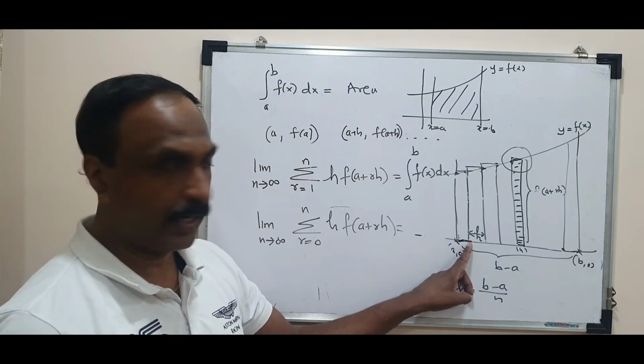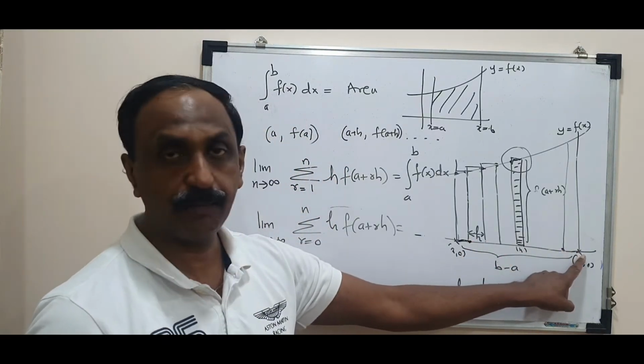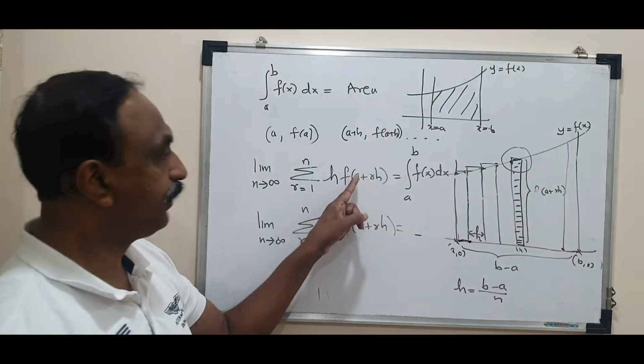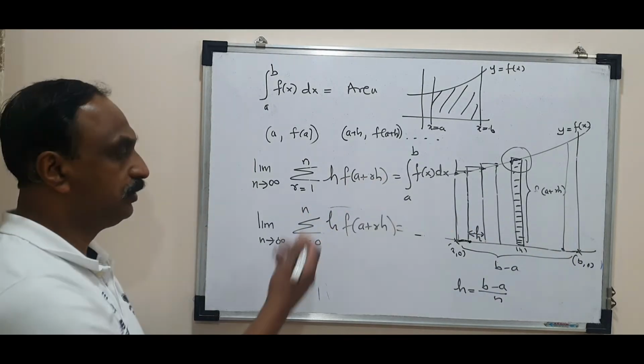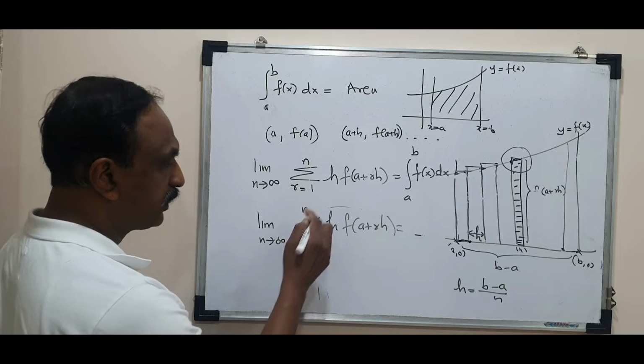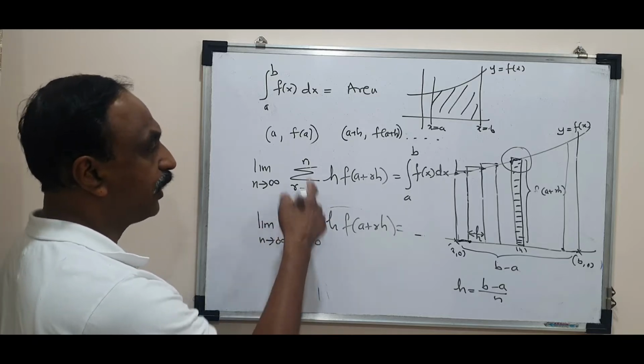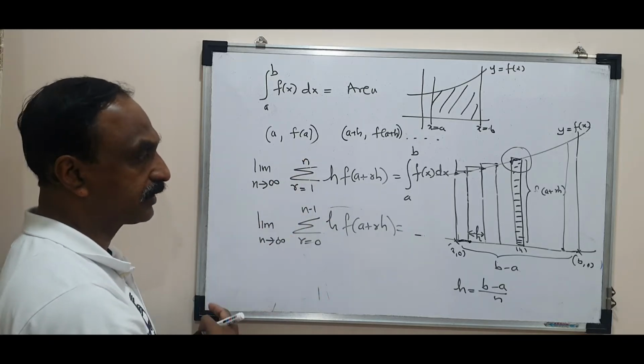Otherwise, start from f of a plus h and end with f of a plus nh. So both the formulas are the same. One is 0 to n minus 1, one is 1 to n. Both the ways you can write it.